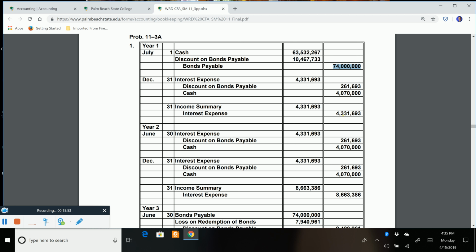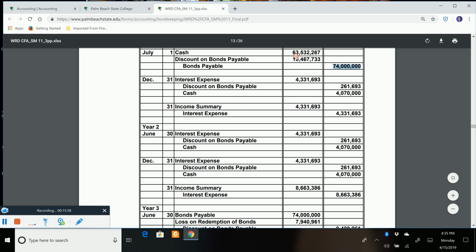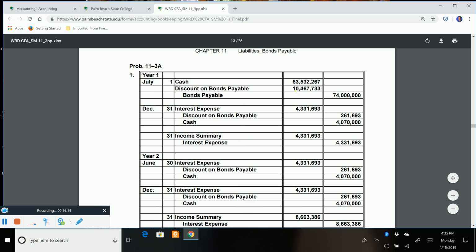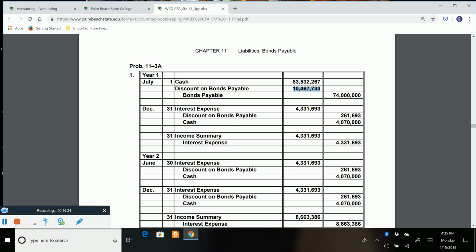And it states here that we issued them at a discount of $63,532,267. So that will be our debit to the cash account for that amount. The difference between the cash received and the actual liability, in this case, is a discount. We actually sold it for less than the face value. That discount, once again, is a contra bond payable account. It will be netted against the bonds payable and reported in the liability section on the balance sheet.